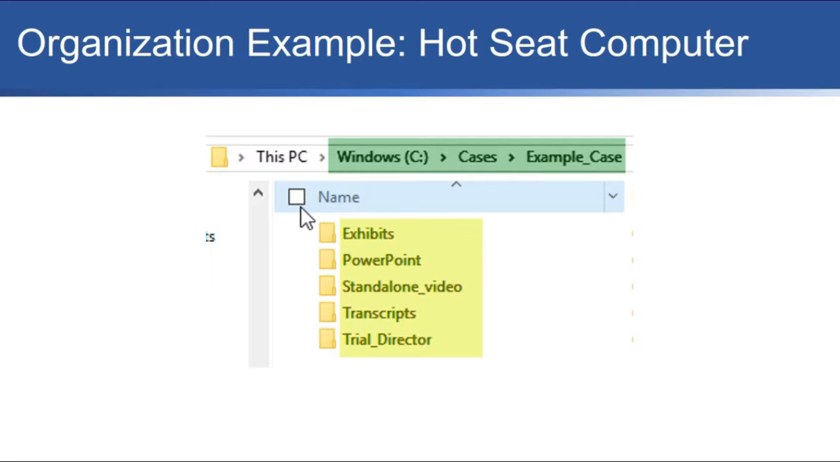This structure should be replicated onto the trial presentation laptop and backup laptop, as well as external drives and network storage. You want to keep the same organizational structure so that if you have a computer problem, you can simply change the paths in your trial presentation tool of choice and keep on moving forward.